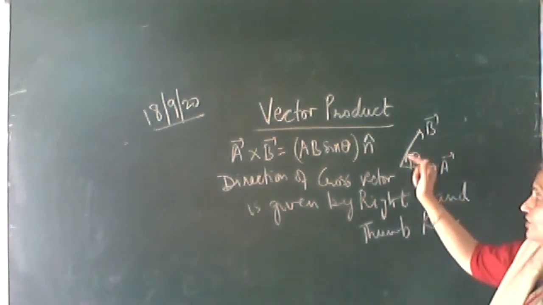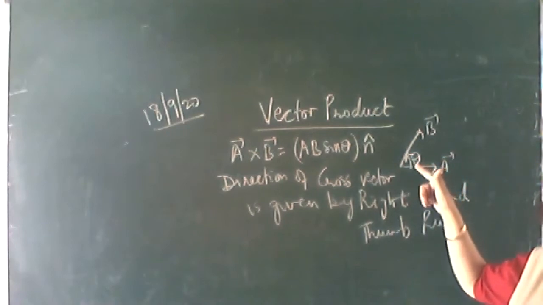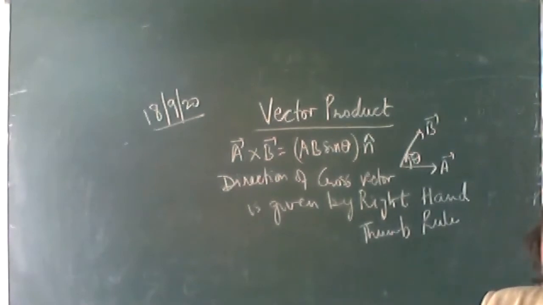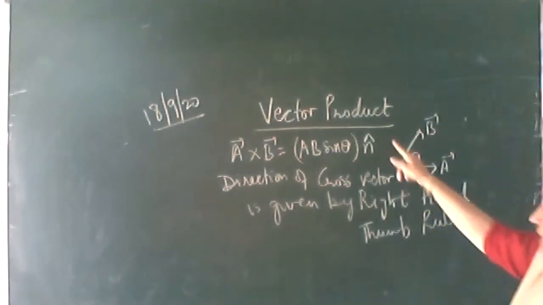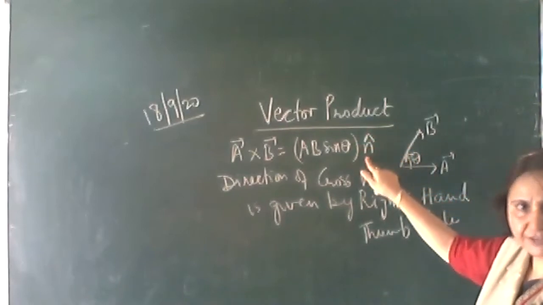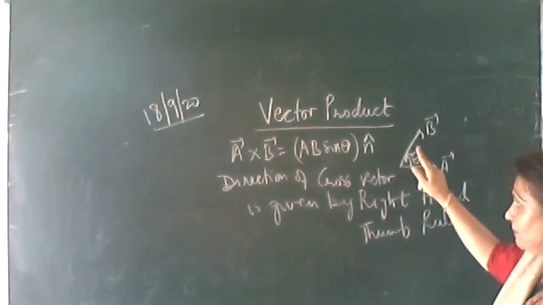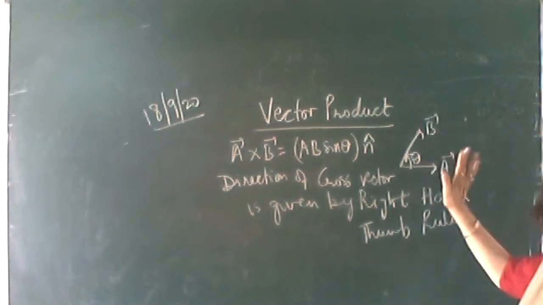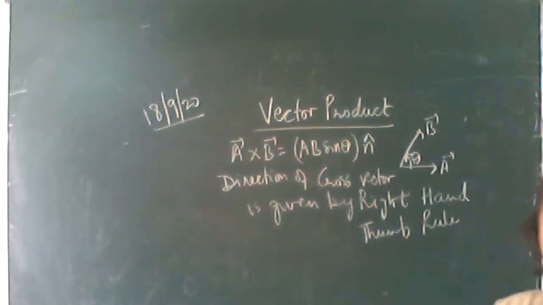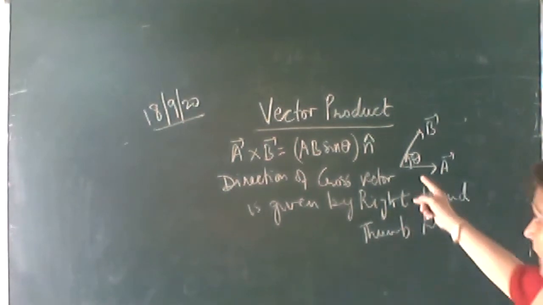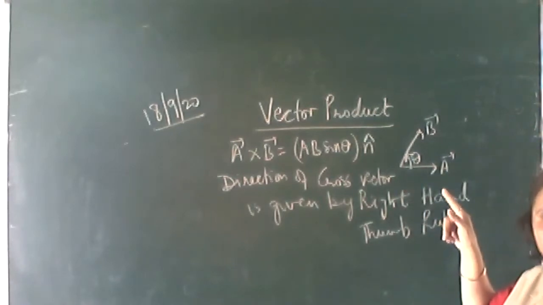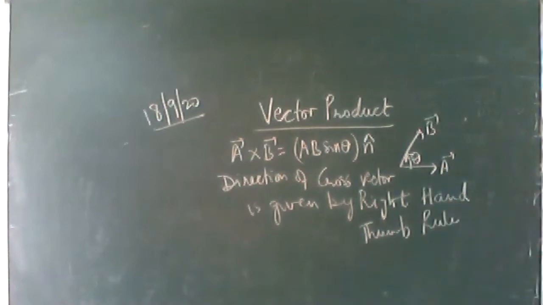Now what is the direction of n cap? It is perpendicular to the plane of the board. If it is B cross A, then also it is perpendicular to the plane of the board, inwards. So here we are seeing that the direction of the cross product, the direction of the vector product, which is n cap, is perpendicular to the plane containing A and B vectors. A and B vectors are in the plane of the board. When you are drawing on your copy, A and B vectors are in the plane of your paper, and the n cap is perpendicular to the plane of the paper. So this is the direction of n cap.